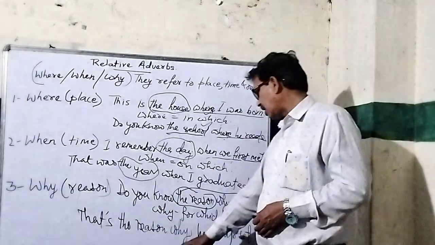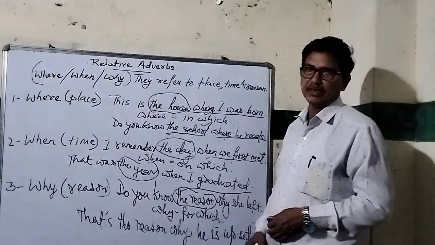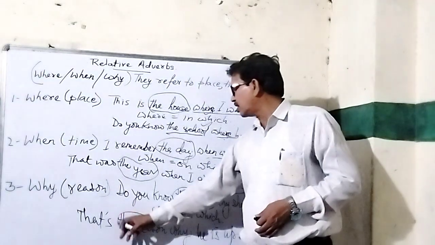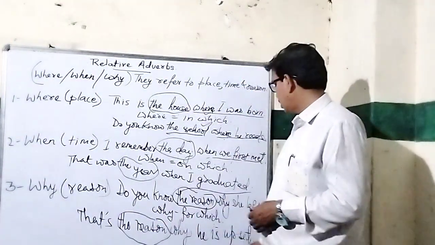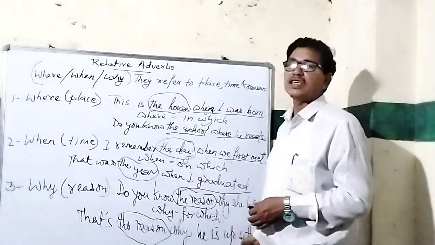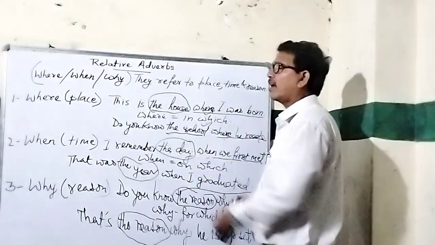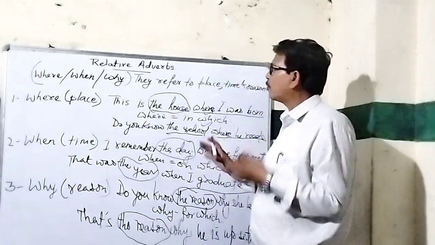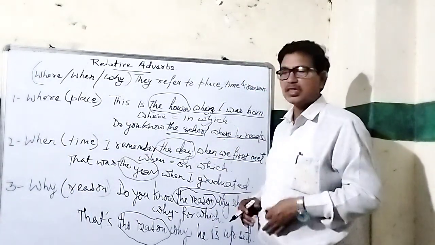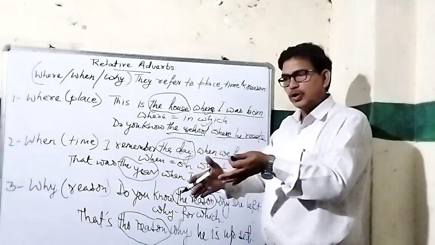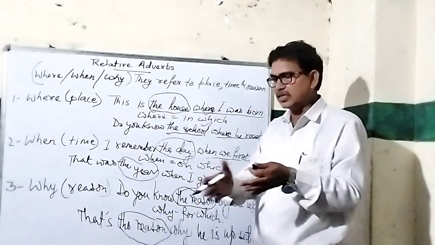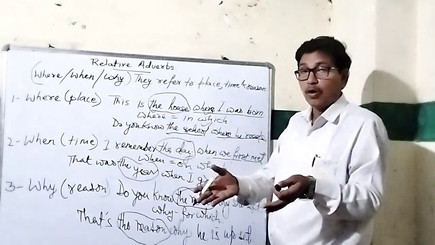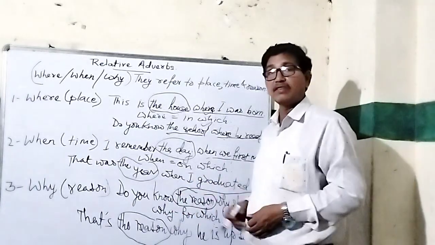Look, that's the reason why he is upset. So here the antecedent is the reason, talking about why he is upset, for which he is upset. So in this way we have seen, my dear friend. And suppose I use how: this is the way how you solved this. This is the way, or this is the way how you have done this one.